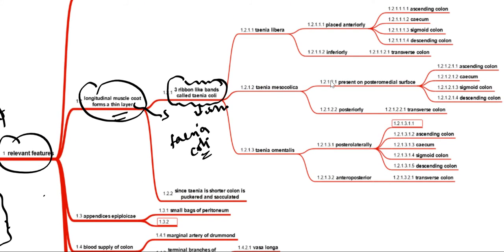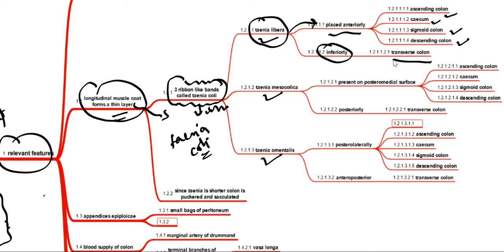So what are the three taenia coli? They are called taenia libera, taenia mesocolica and taenia omentalis. Taenia libera is placed anteriorly in the ascending colon, cecum, sigmoid colon and descending colon, whereas it is present inferiorly in the transverse colon. This is the only exception. Then taenia mesocolica is present on the posteromedial surface in the ascending colon, cecum, sigmoid colon and descending colon.